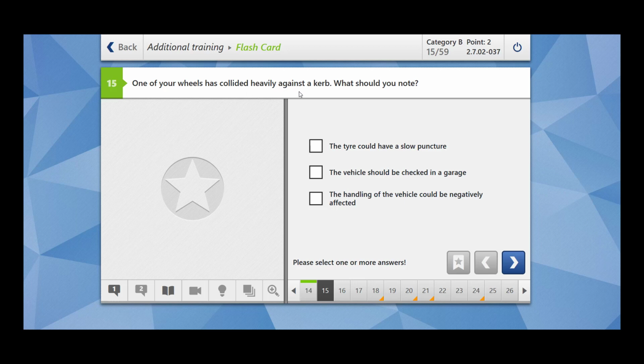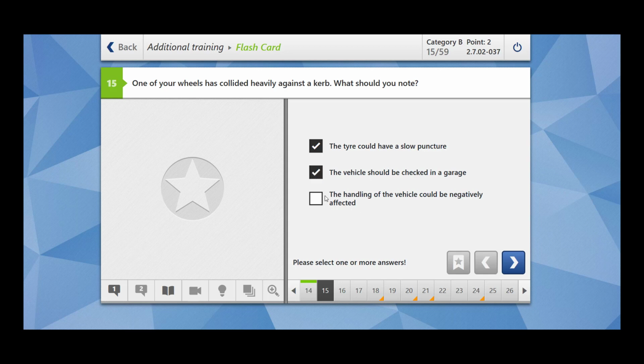One of your wheels has collided heavily against a curb. Curb, you understand, right? There's a raised stone boundary on the side of the road. What should you note? The tire could have a slow puncture. Yes. So it could have a slow puncture that you have not noticed at that time. But in the long run, there is a puncture. The vehicle should be checked in a garage.